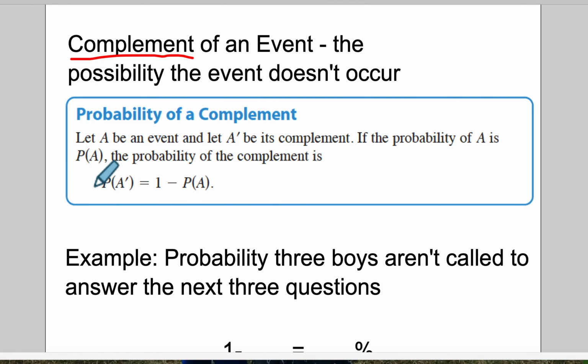All that means is the probability that 3 boys aren't called on. It's not the opposite, because it doesn't mean the probability that 3 girls get called on. It would just simply mean the probability that 3 boys do not get called on, which could be 2 boys and 1 girl. It could be 2 girls and 1 boy. It could be 3 girls, but it doesn't really matter in that regard. So all of the things that don't fit the event happening would be part of the complement.